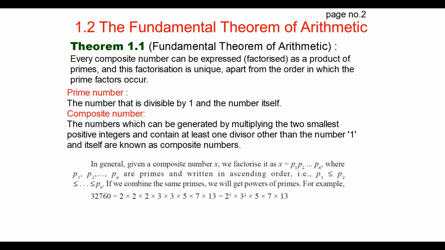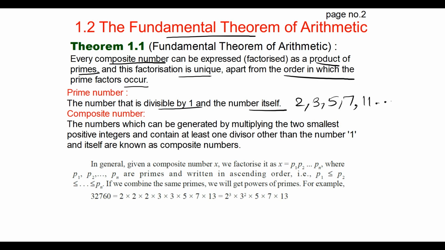In 1.2 we will see the fundamental theorem of arithmetic in detail. This states that every composite number can be expressed as the product of prime numbers, and this factorization will be unique and will not depend upon the order of the prime factors. Before going into this theorem in detail, we will see what a prime number is: the number that is divisible by 1 and the number itself.